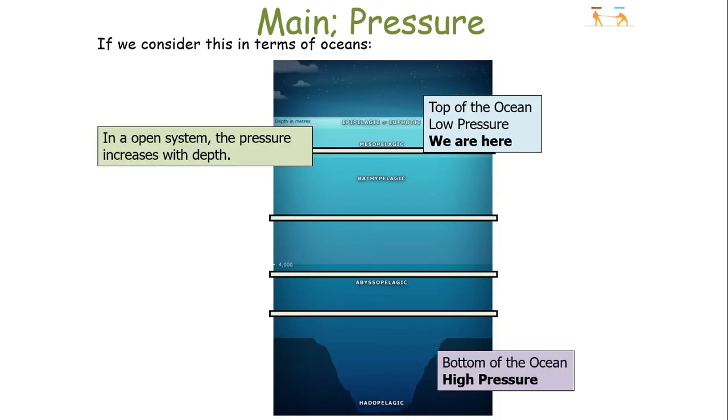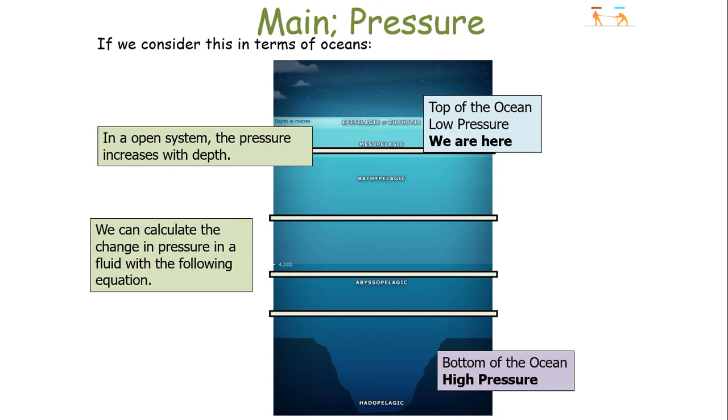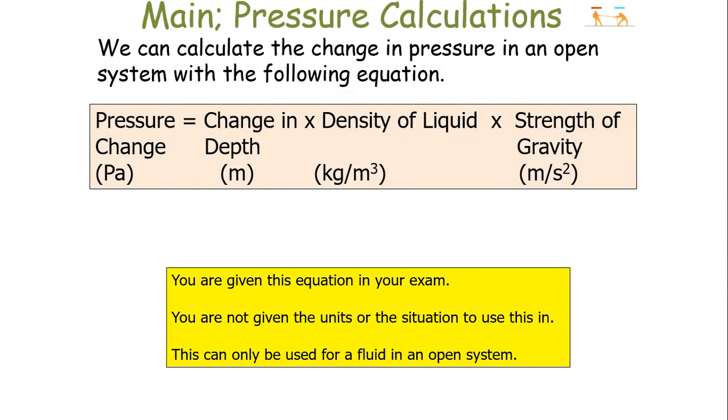So in terms of the oceans, at the top of the ocean you experience a low pressure. If we go down and down to the bottom of the ocean, on the ocean floor, you've got a high pressure. And we can calculate the change in pressure in the fluid with another equation. So pressure change is equal to the change in depth you experience times the density of the liquid times the strength of gravity. Now, you are given this equation in your exam. You don't need to memorize it, but what you do need to be aware of are what the units are.